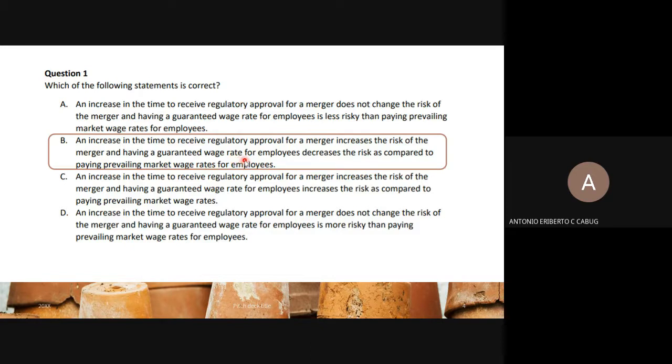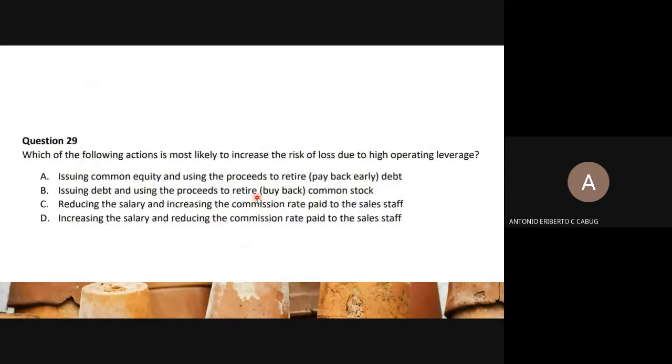Okay, so your variable rate is already known. It's less risky than when you still do not know it. Correct answer is letter B. Very good, everyone. 1 minute for this one.